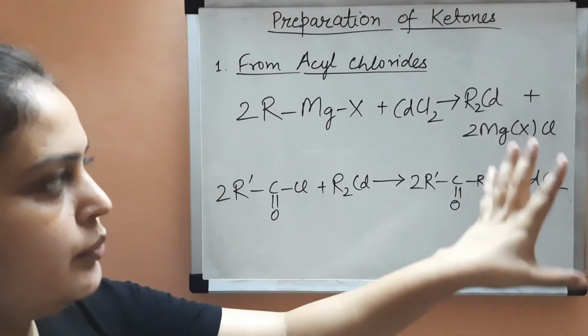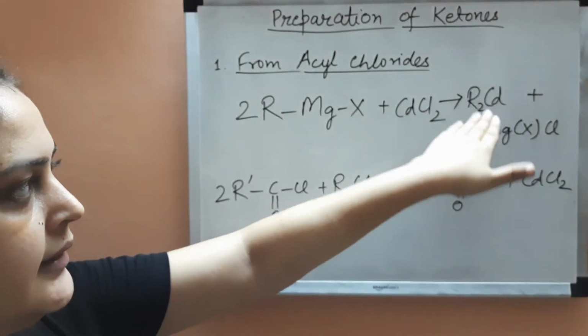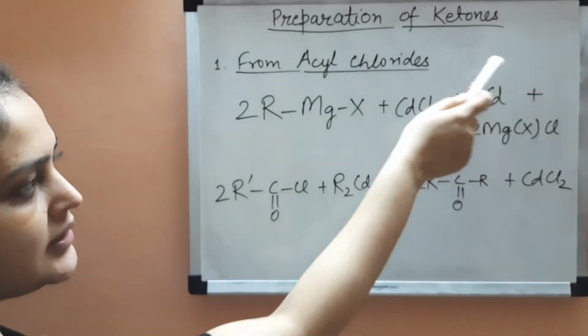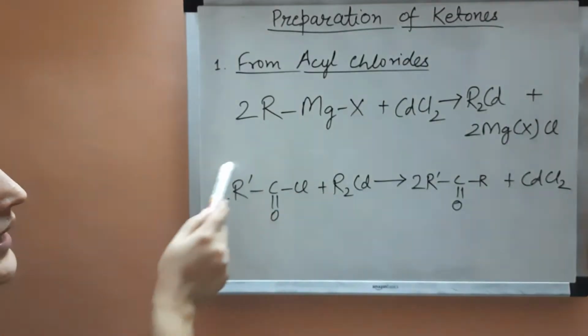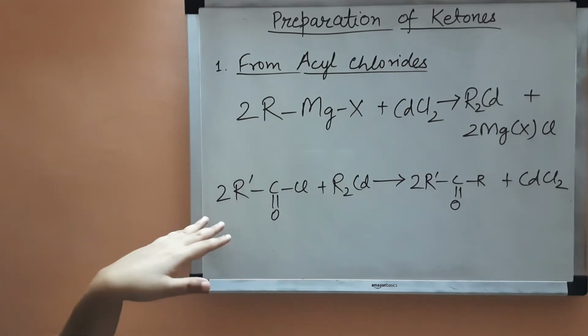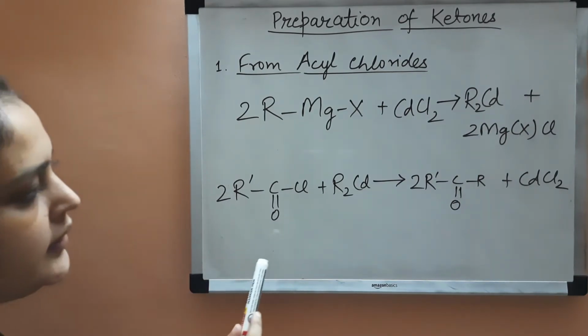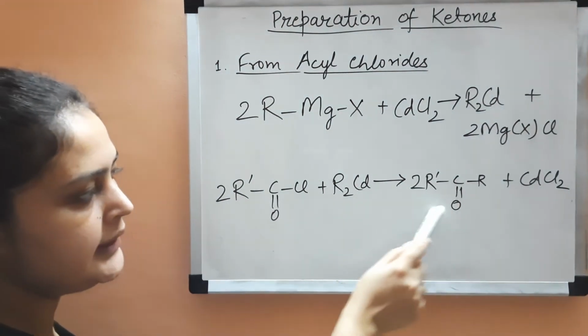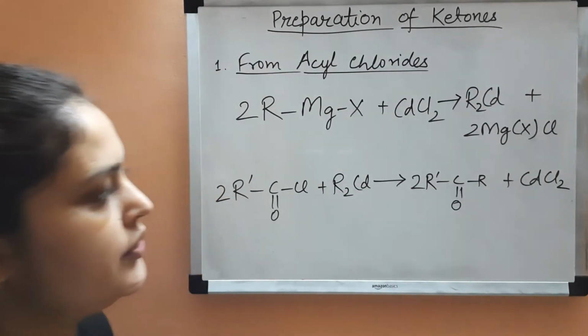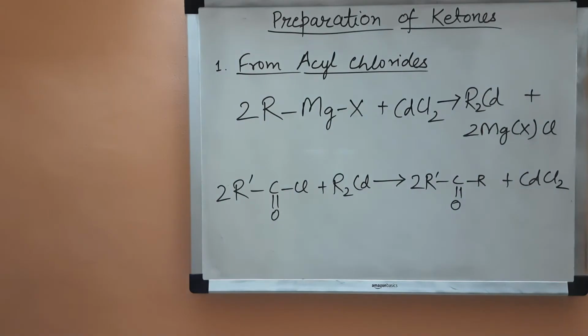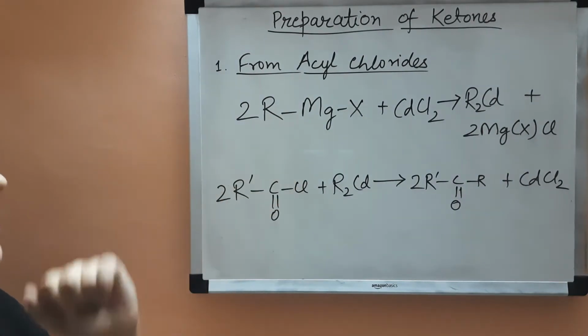So this is the side product. We only need dialkyl cadmium. When this dialkyl cadmium is treated with acyl chloride or acid chloride, you will get the corresponding ketone, and cadmium chloride as the side product. So this is how we can make ketone from acyl chloride.